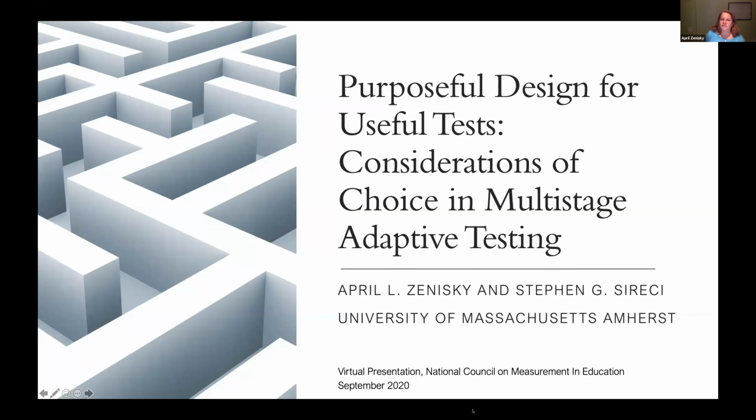As you can see, my title today, and it's the title of my chapter in this book, is Purposeful Design for Useful Tests: Considerations of Choice in Multistage Adaptive Testing. And my co-author, my collaborator, and my co-conspirator on MST is Steve Sireci. The chapter that we wrote together really springs from 20 years of work that we've been doing on MST at UMass.